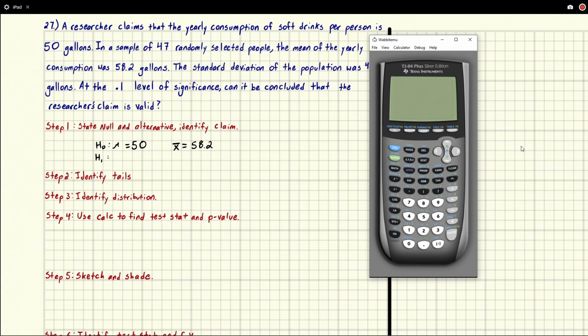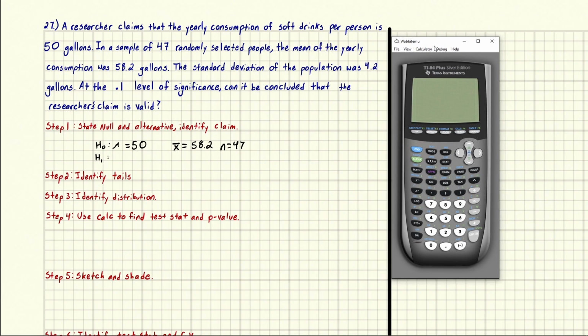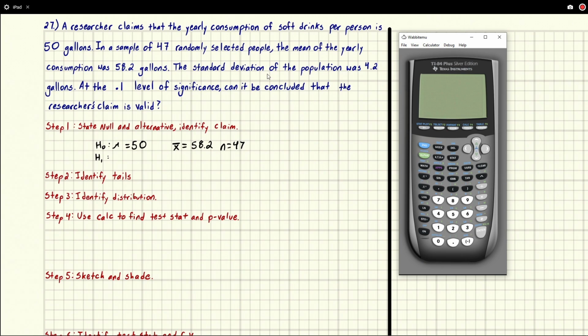58.2. I'm just going to write that there just because we've extracted this information from the problem. We had 47 people. And we got a standard deviation of the population. That was 4.2. Now, this is a population standard deviation, so this one's going to be a sigma, and that's 4.2. And then it says at the 0.1 level of significance, so alpha is 0.1, can it be concluded the researcher's claim is valid?